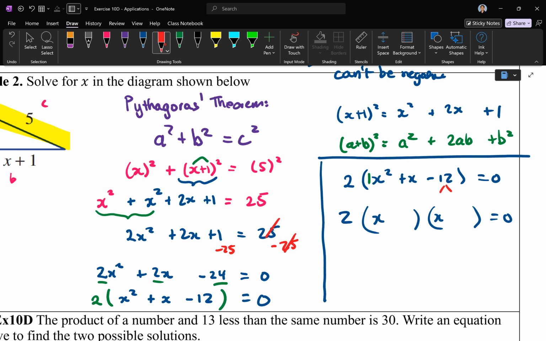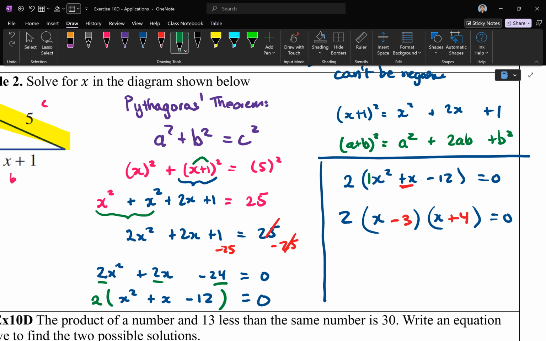3 and 4. But then to get a positive x, you make one of them negative. Which one's negative though? 4. 3. 3, because it's positive 4. Take away 3 will give you positive 1. Right? And then negative 3 times 4 gives you negative 12, so it's all good. That's why factorizing was key.